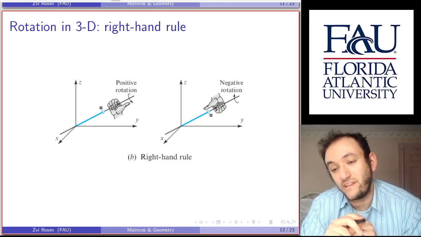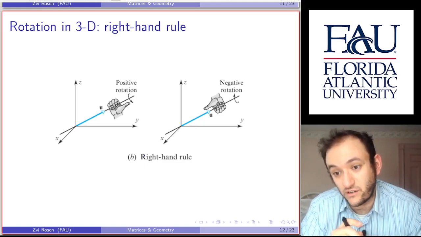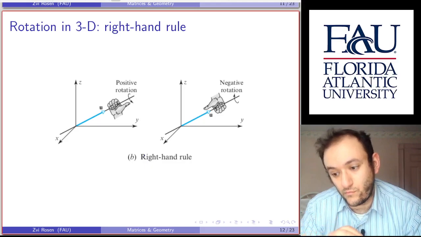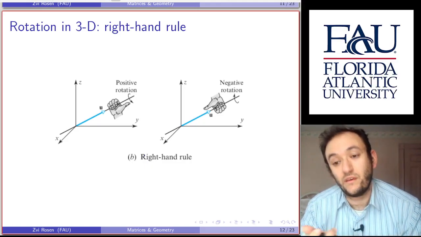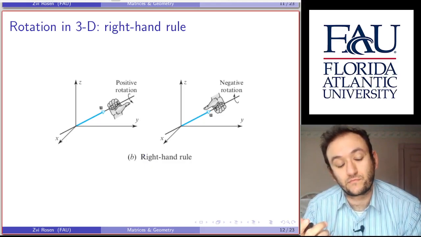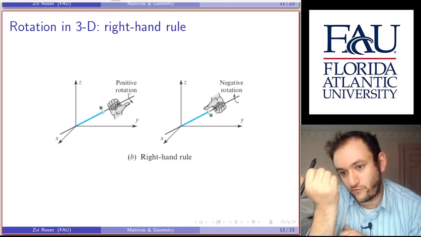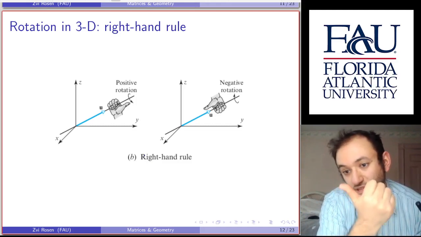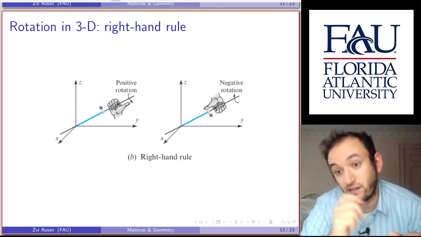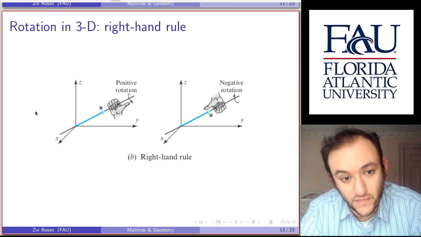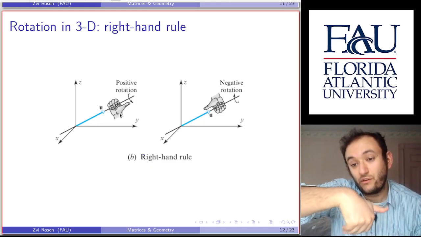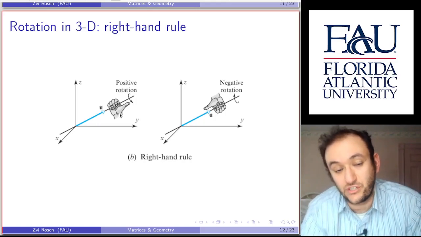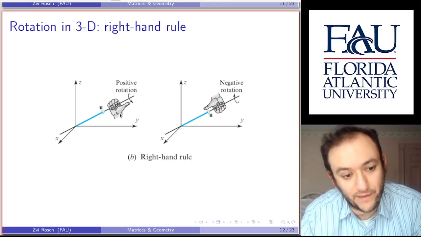The way to do it is you'll be given some vector. In this case, it's u. And the positive rotation for angles relative to that u is the way your fingers curl when your thumb points in the direction of u. And when your thumb points opposite u, your fingers curl in the negative rotation direction.